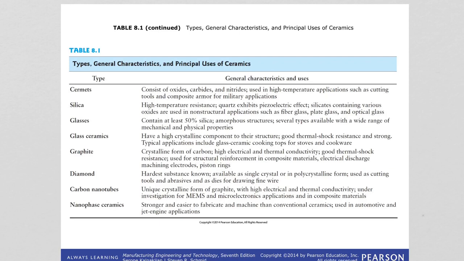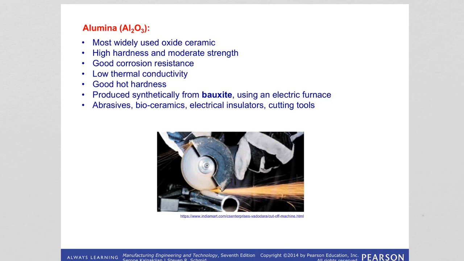Again, this table, if you read through it, will give you a general idea of the properties and application areas of different types of ceramics. So alumina, or aluminum oxide, is the most important oxide material. It can be used in pure form, but it can also be blended with other oxides to obtain materials with different properties for different application areas. It has high hardness and moderate strength.